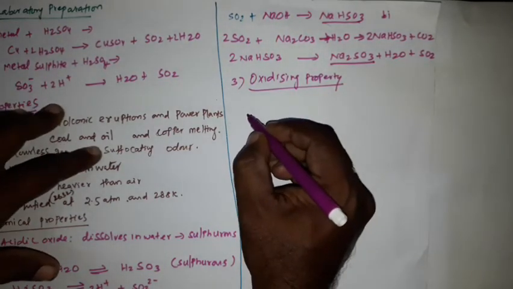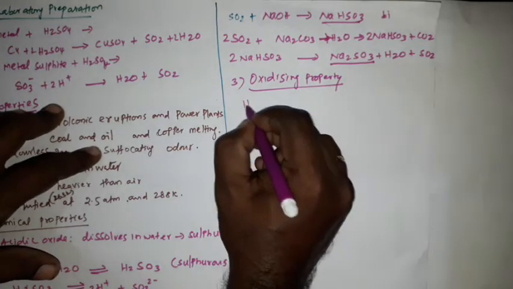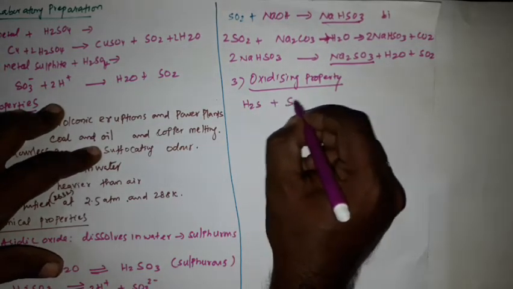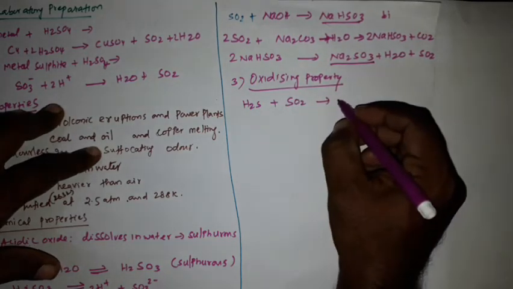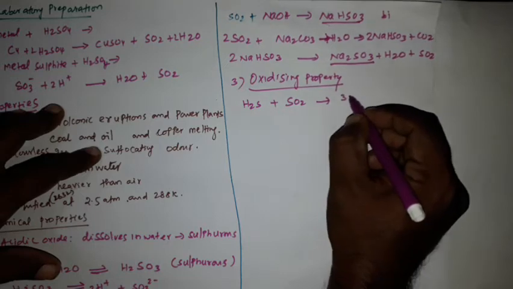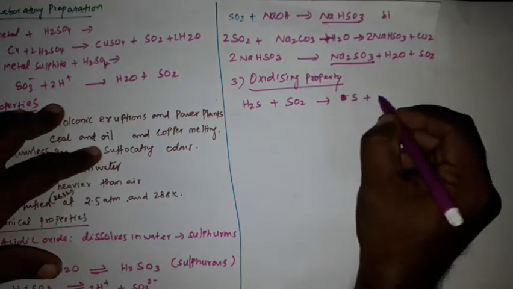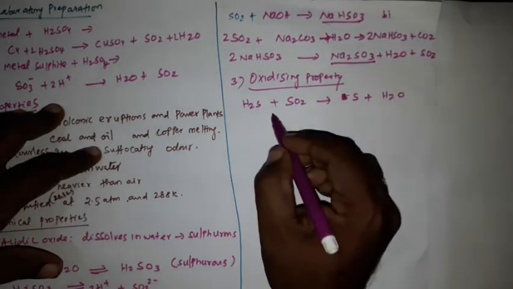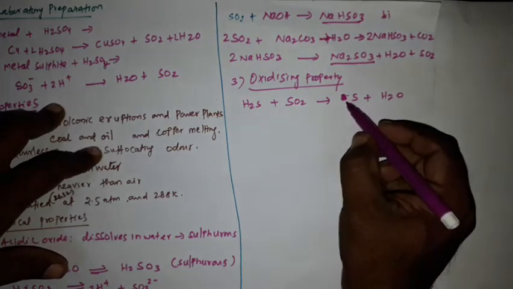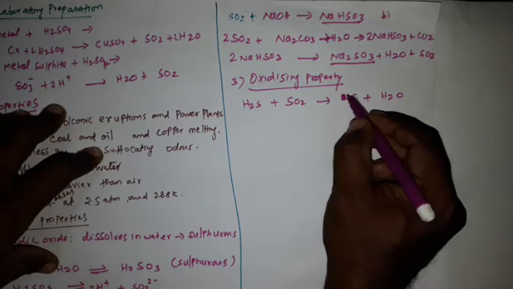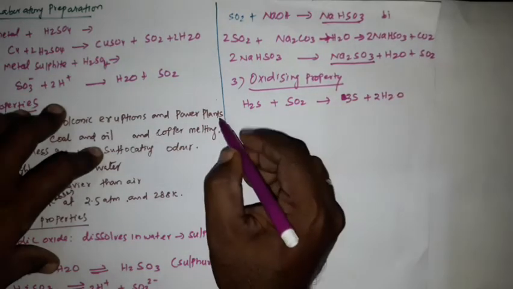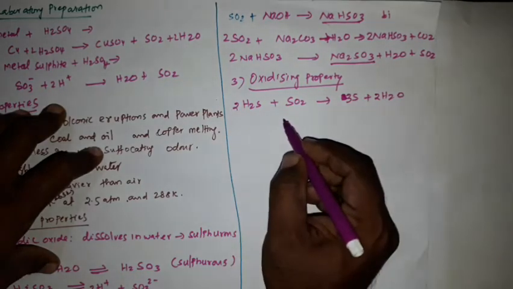So sulfur dioxide oxidizes hydrogen sulfide to sulfur. SO2 is an oxidizing agent, so it will oxidize H2S to sulfur plus H2O, because the hydrogen is removed. If hydrogen is removed, that is called oxidation. So balance: put 3 here, then put 2 here, then 2 here. So the reaction equation is balanced.